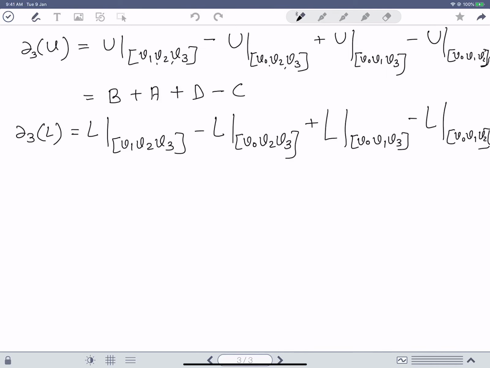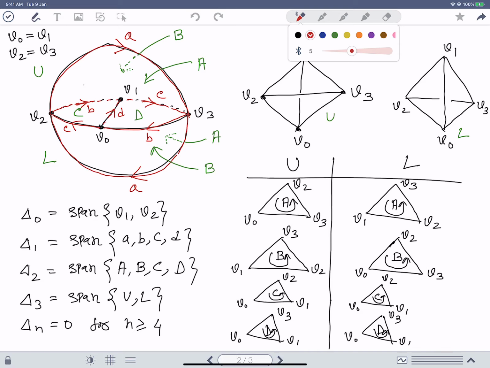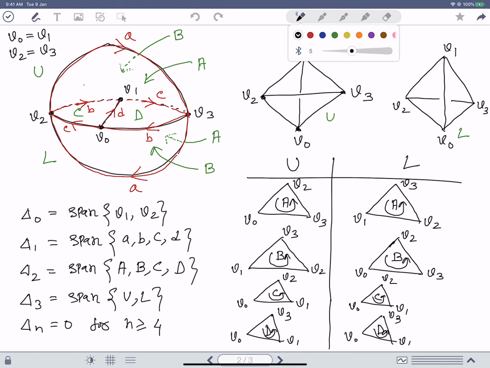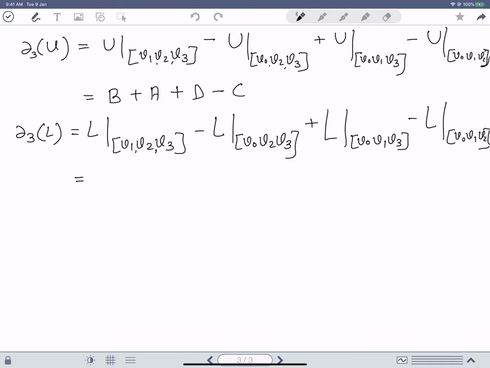Okay. Now again look at the L, that is the lower tetrahedron, and we will look at the vertices V1, V2, V3. So V1, V2, V3. Okay, so that means the back side of L. So that is my A. Now look at A in L. So this one. So what we have? V1, V2, V3. So this is my positive orientation, right? So we will have plus A.